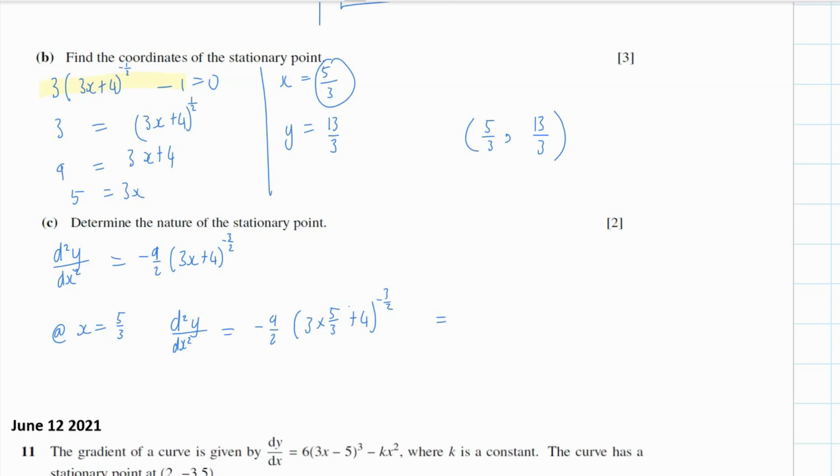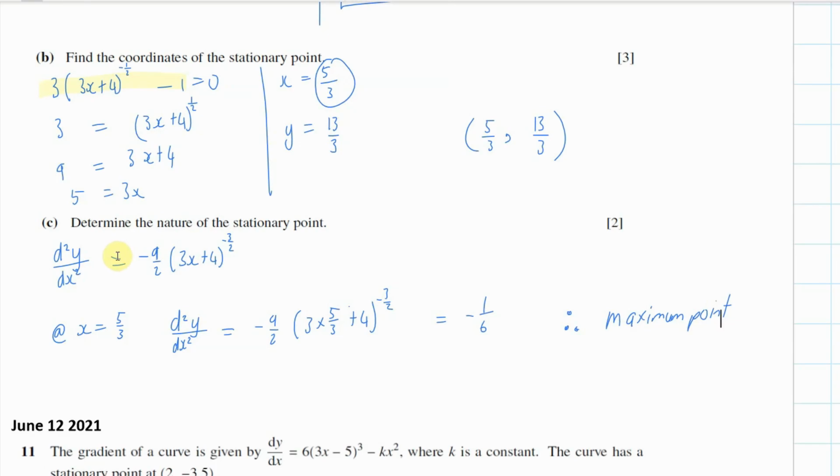5 plus 4, so 9 to the power of negative 3 over 2, and we're going to times that by negative 9 over 2. Now I'm getting negative 1/6, and since that is a negative, therefore we know that we have a maximum point. Perfect. So that's all of the questions for the June paper 1-1, all the differentiation questions. Now let's move on to June 1-2.